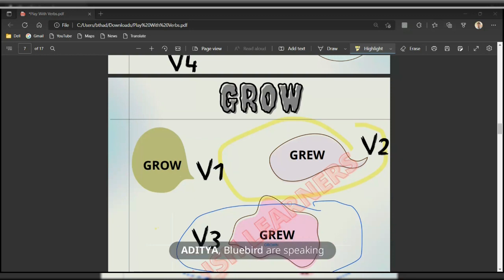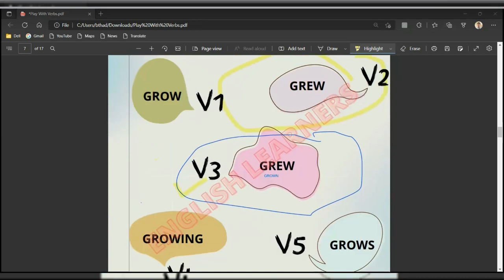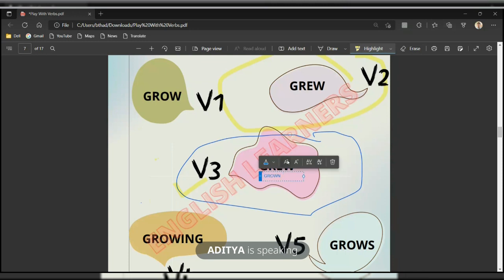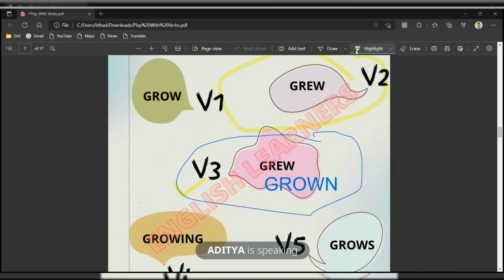Yeah, now coming to this. Okay, Bluebird, yeah. I have grown up in very luxurious conditions because my parents are rich. Yeah, good example. Next. Now guys, we are discussing grown, okay? There's some mistake. I don't know how can I increase the size of this one, grown. Okay, yeah, it's happening, okay. Grown, okay guys, there is some mistake.